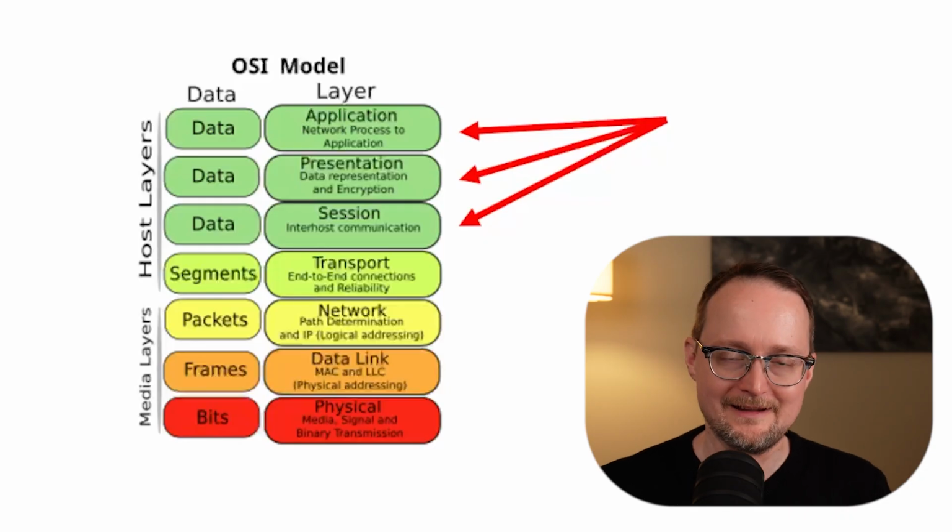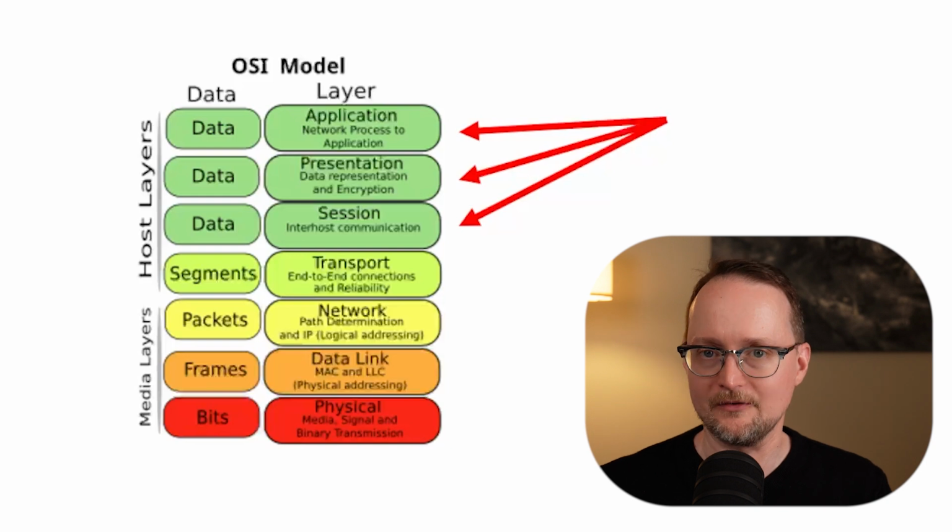Okay, I think that's enough for today. In the next video, I'm going to cover the remaining layers of the OSI model, layers 5 through 7. And these are collectively called the application layers.